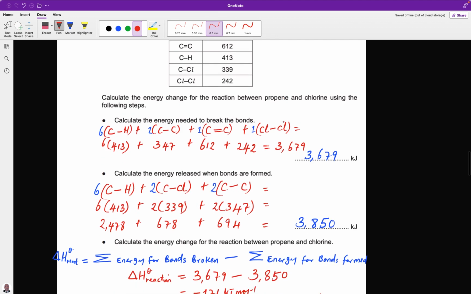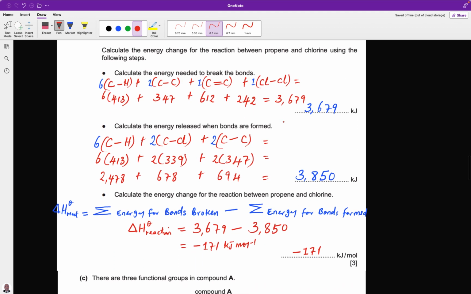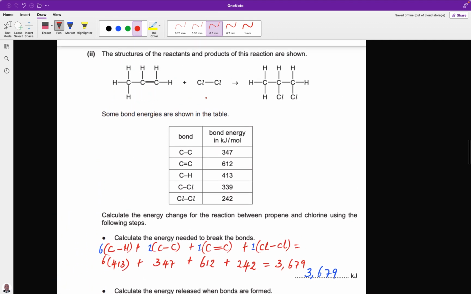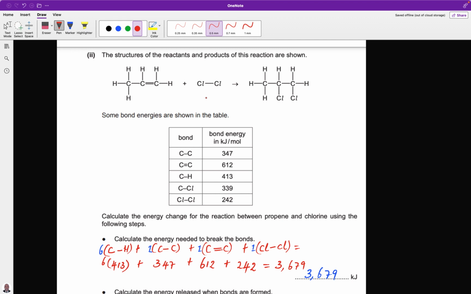Now, the steps have been given. The first step is to calculate the energy needed to break bonds. Energy needed to break bonds is usually endothermic, so energy is absorbed from the surroundings to break bonds, and it has a positive value. Breaking of bonds takes place in the reactants.